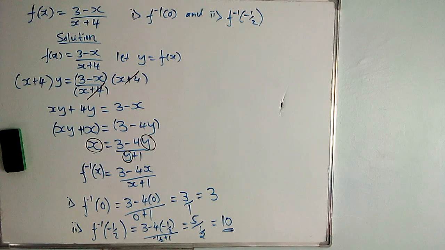So that is how to get the inverse of any function. It only involves two steps: you transpose, then you interchange. After interchanging, it now becomes the inverse function. Good.